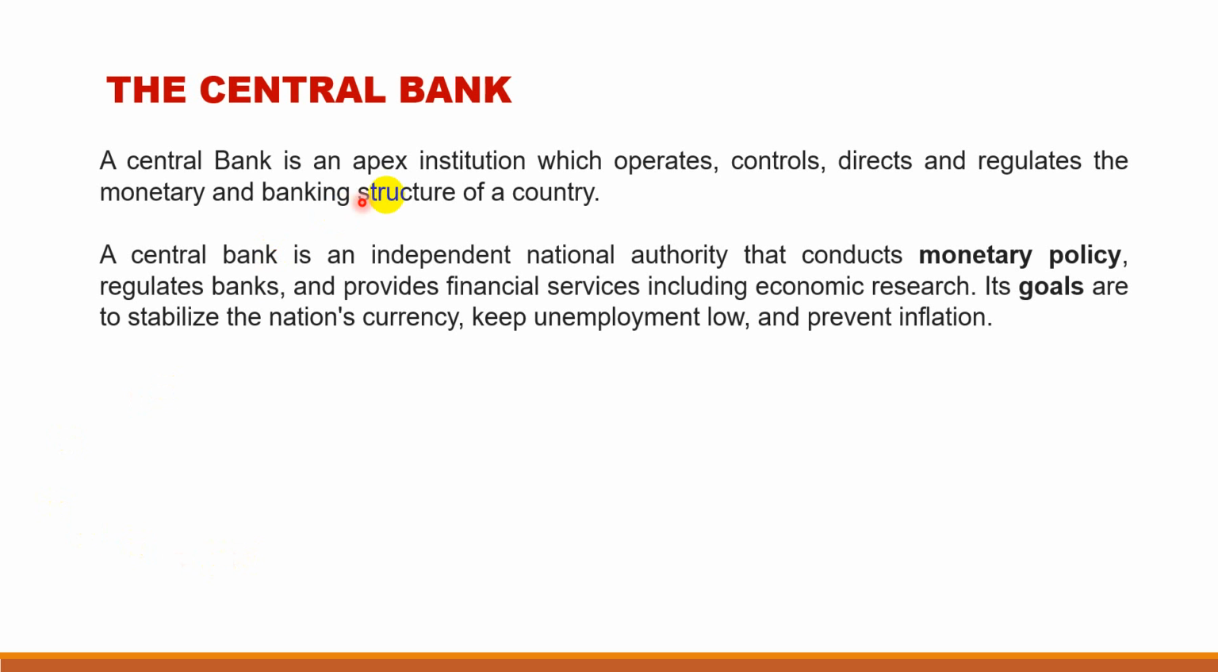So a central bank is an apex institution, that is, the principal, the highest authority, which operates, controls, directs and regulates the monetary and banking structure of a country. A central bank is an independent national authority that conducts monetary policy, regulates banks, and provides financial services, including economic research. Its goals are to stabilize the nation's currency, to keep unemployment low, and to prevent inflation.